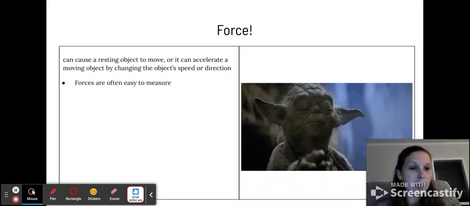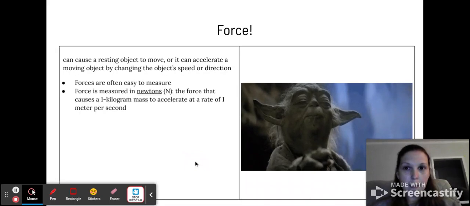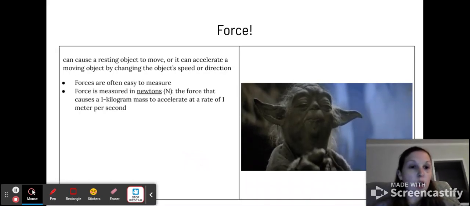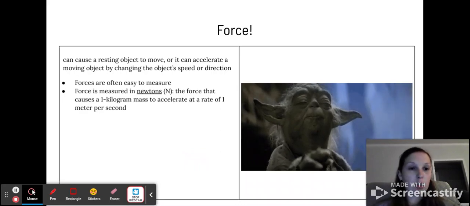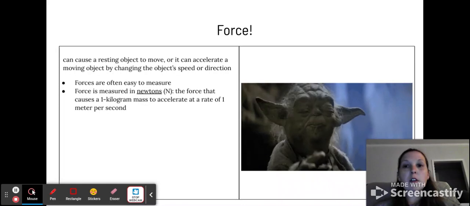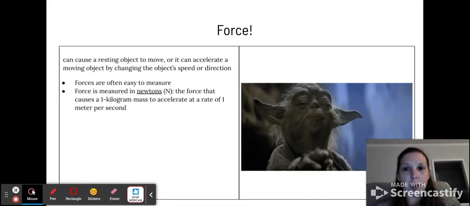Forces are very easy to measure, and they are measured in what are called newtons, which is a capital N for your unit. Make sure you remember you've got to be putting units on everything. A newton is defined as the force that causes 1 kilogram mass to accelerate at a rate of 1 meter per second.